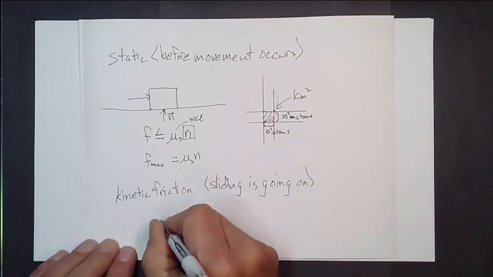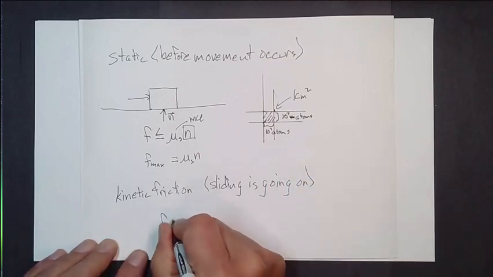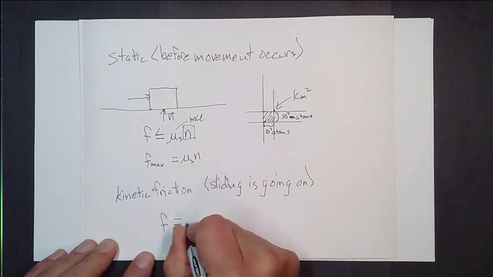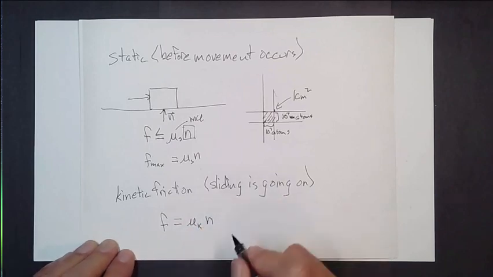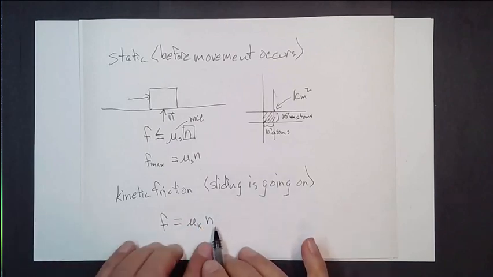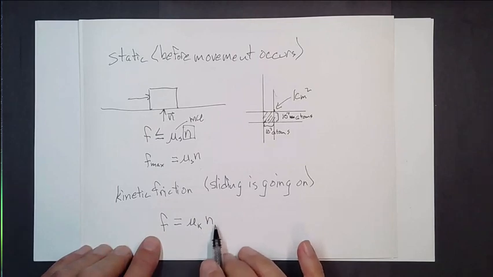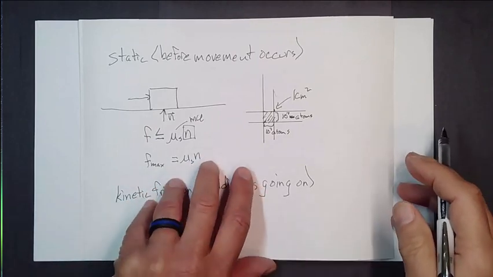Okay, and kinetic friction, we can just have an equality on that one. It's another different constant, mu sub k, and again it's proportional to the normal force that acts between the two surfaces. So we have it looking like that.